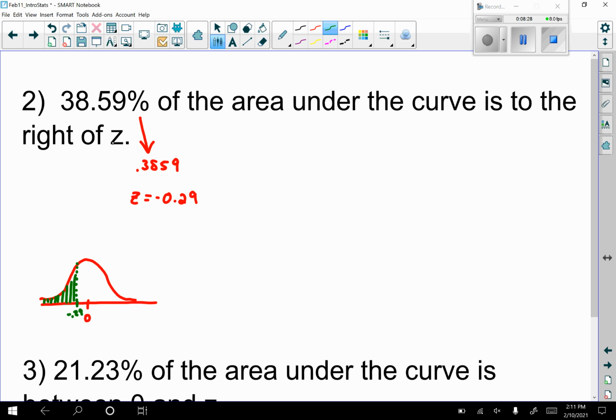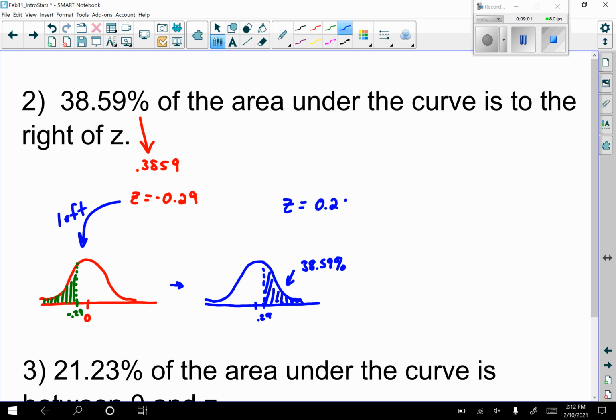Isn't this bell-shaped curve, the standard normal distribution, symmetrical with respect to the mean? So all we'd have to do in our case is just flip it around. So this would be our positive 0.29, and this area over here would be 38.59%. So that's one way to do that. Again, the calculator gives the area to the left, so we have to make sure that this percent is to the right. That means z would equal 0.29.